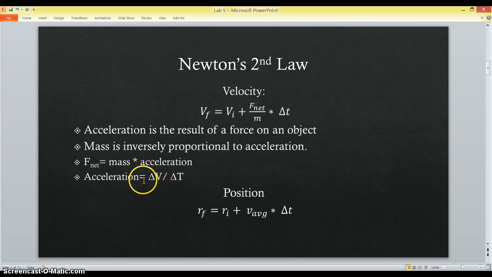Using this, we're able to derive the position updating formula, which gives us the final position equaling the initial position plus V average times delta t. And in this particular lab, V average is equal to V final.